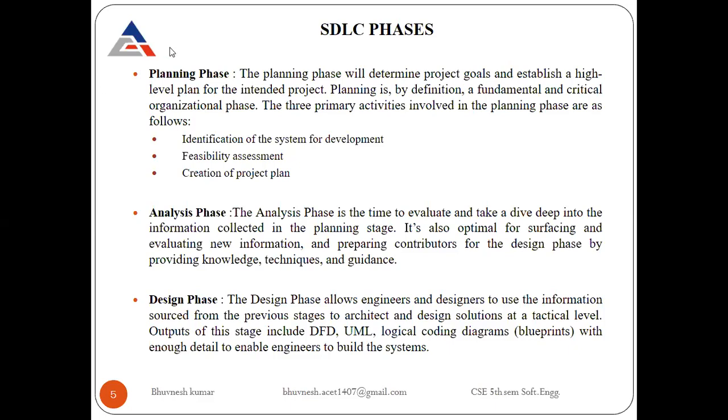The three primary activities involved in your planning phase are as follows. First is the identification of the system for development. That means whether we are capable of developing that software or not. That should be in the planning phase. Whether your systems or resources can make the product that is needed by a user or not. Whether your whole system can develop that product or not.